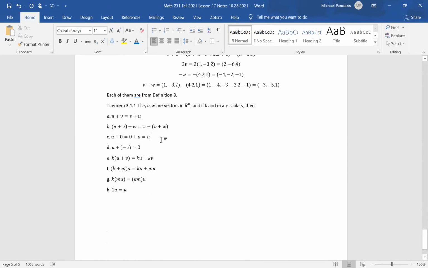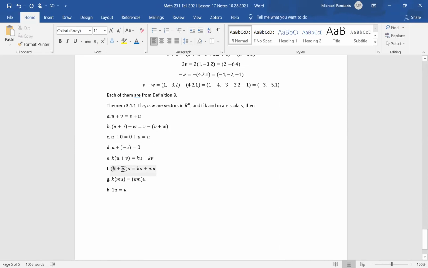B is associativity. C is called 0 is an identity, but if you add 0 to any vector, you get that vector back. So u plus 0 equals 0 plus u equals u. If you take a vector and add its negative, you get 0. And then you can left distribute a constant. So here k is a constant. So k times the sum of vectors is the sum of the constant multiples of those vectors. So ku plus kv. K times u plus v equals ku plus kv.